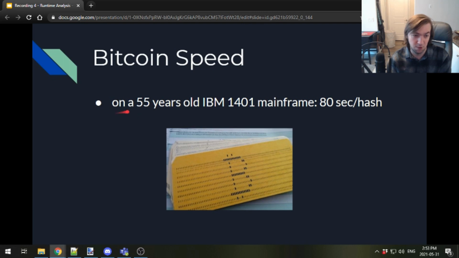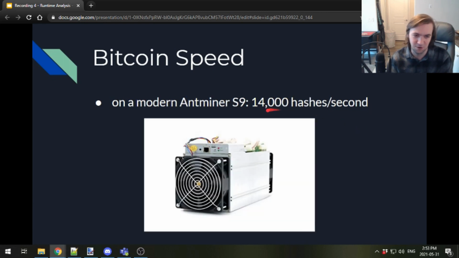Way back, long before I was born, 55 years ago, if you took an old IBM mainframe, one of those gigantic computers, and tried to do a single Bitcoin hash, it takes you 80 seconds. And now today, you can grab a modern Antminer S9, and it can do 14,000 of those hashes in a single second. So talking about how quick your code goes in terms of time is kind of meaningless when a lot of it is really dependent on something like hardware.